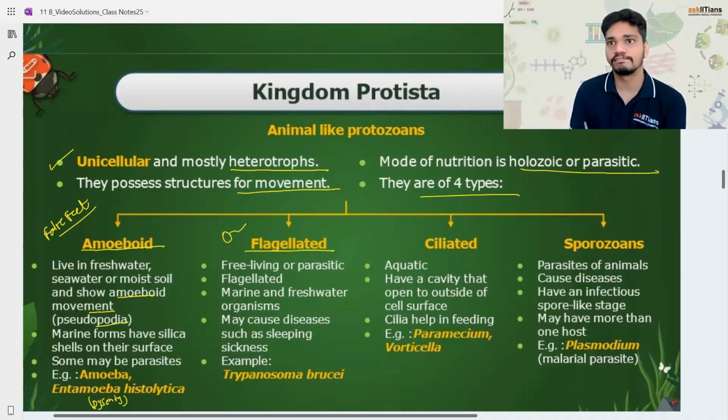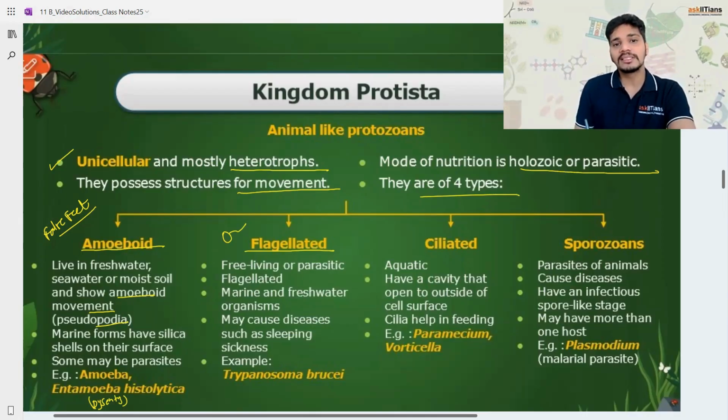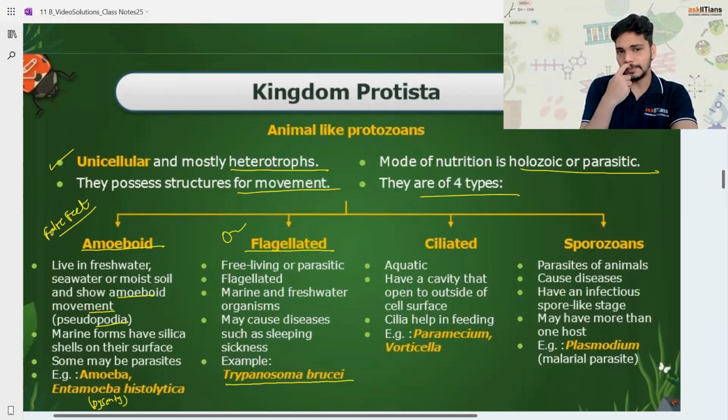Then flagellates, free-living or parasitic. Flagellata means a locomotor organ, right? For locomotion they have an organ like a flagellum. They are marine and freshwater and may cause diseases such as sleeping sickness, caused by Trypanosoma brucei. In African people, sleeping sickness is mostly found, and the causative agent is Trypanosoma brucei.